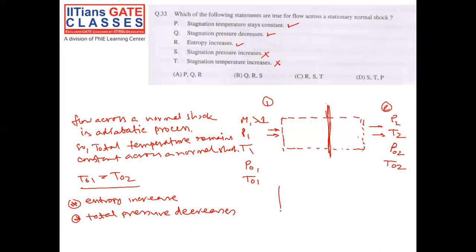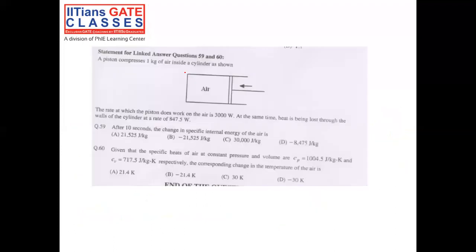And for the static quantities, the relations are as follows. The Mach number will always decrease. The static pressure will increase across a normal shock. Static temperature will also increase across a normal shock. So here the correct options are P, Q, and R, which is A. Correct.